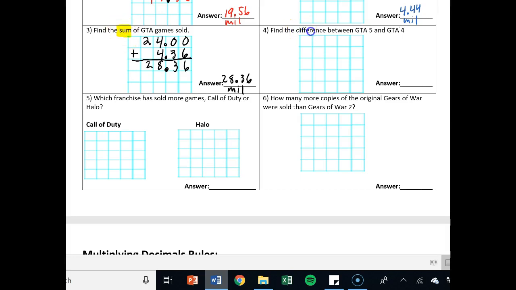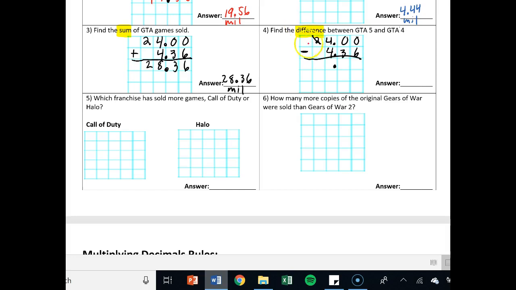So this one is find the difference between GTA 5 and GTA 4. So again, same setup, right? So we got 24 million. And then this time subtracted 4.36 million. Again, we can't do the, let me put my decimal there. We can't do 0 minus 6, 0 minus 3. I can do 4 minus 4, but let's borrow first.